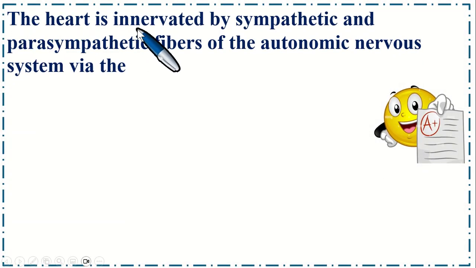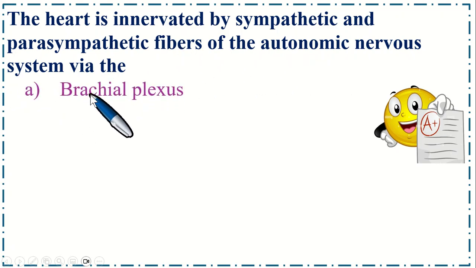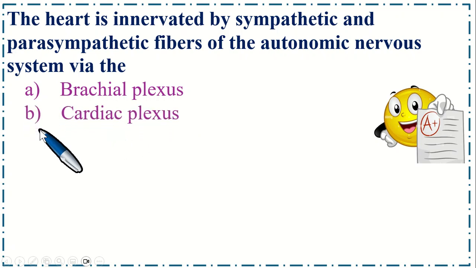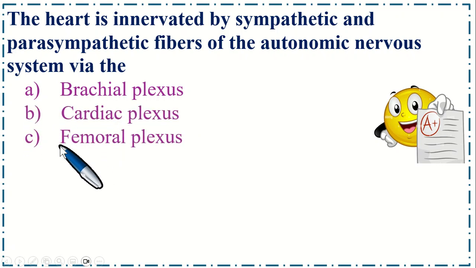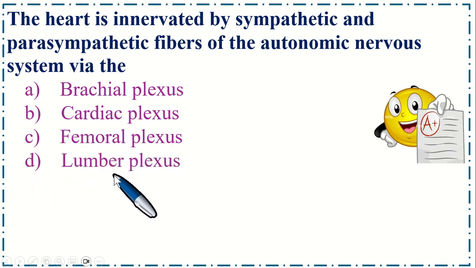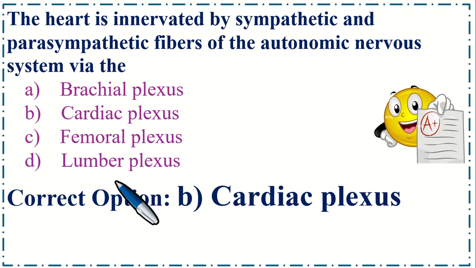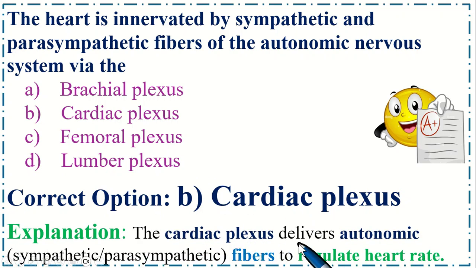The heart is innervated by sympathetic and parasympathetic fibers of the autonomic nervous system via option A brachial plexus, option B cardiac plexus, C femoral plexus, and option D lumbar plexus. So the correct option is B, cardiac plexus. The cardiac plexus delivers autonomic, sympathetic and parasympathetic fibers to regulate heart rate.